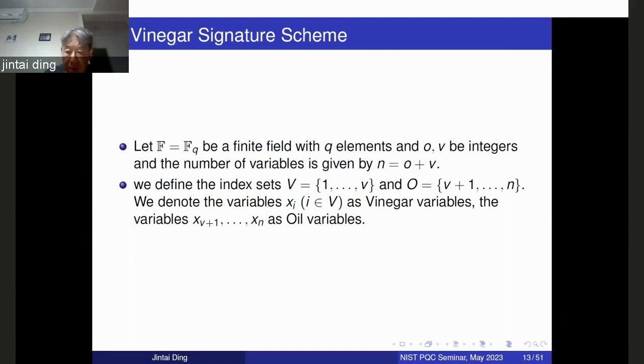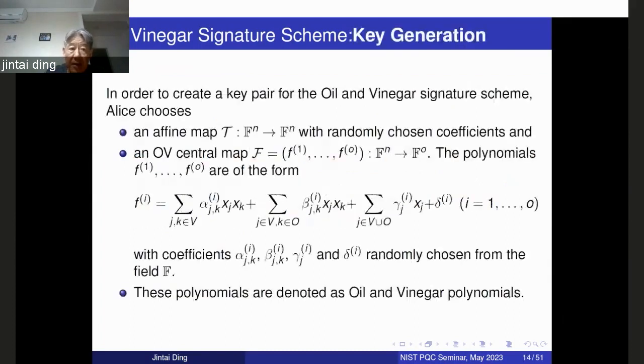So we define those notations. In order to create a key pair for the oil vinegar signature scheme, Alice will choose, number one, an invertible affine map T from F^n to F^n. This is a randomly chosen coefficient. Of course, I would like T to be invertible.